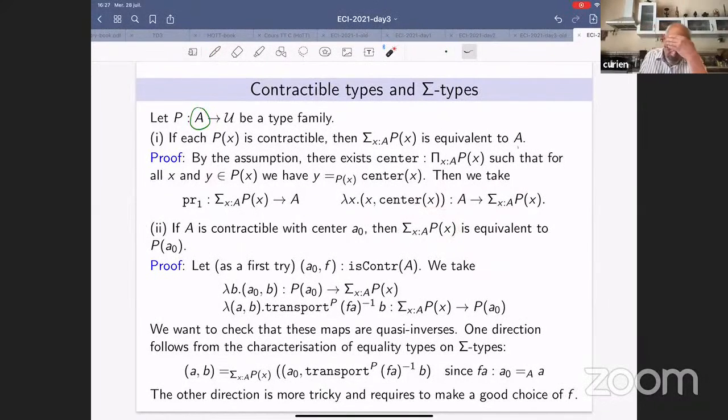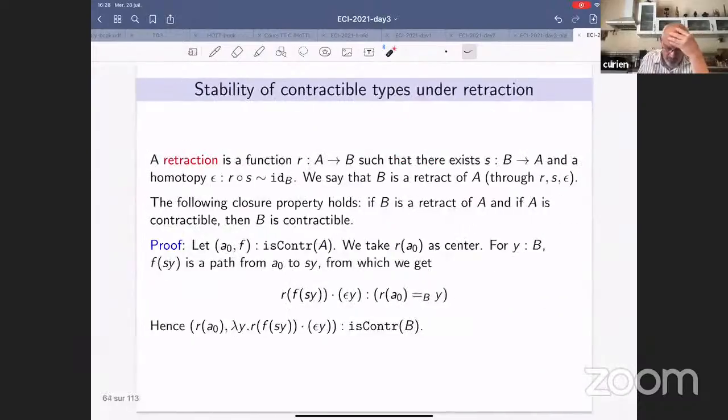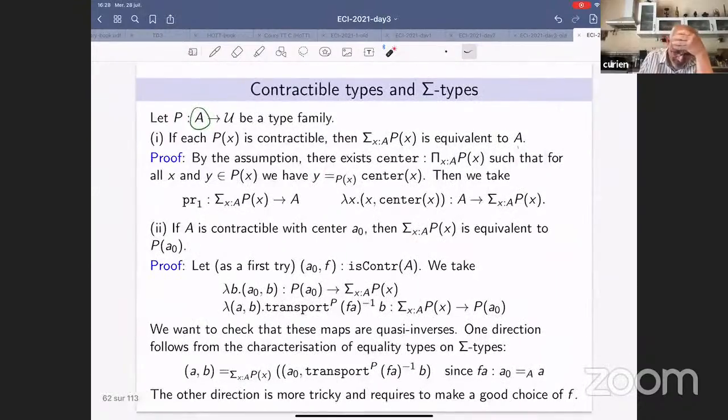Okay, so let's prove the two, knowing that this one is harder than this one. This will need two slides, well, 1.5 slides. This just needs a few lines. So let's do the first. We know that each P x is contractible. So we can choose the center in each P x and collect this information, and we get a function of this type, which takes each x to a center of P x.